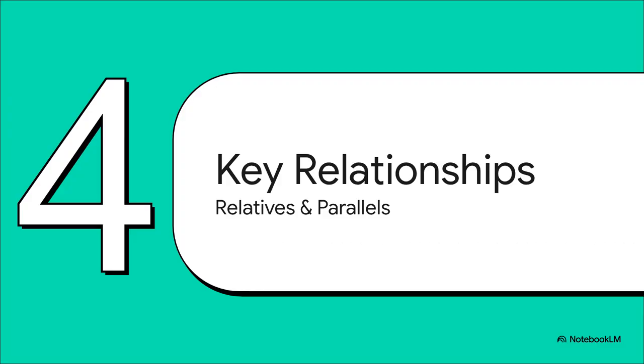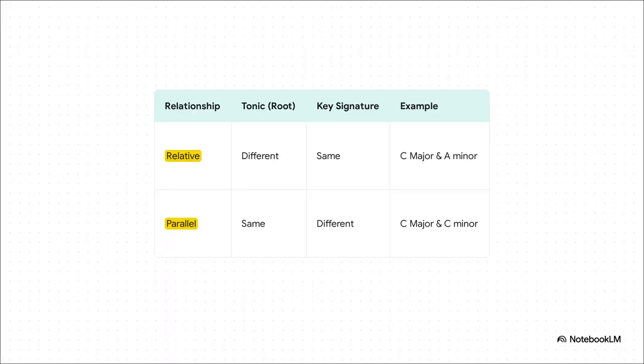Okay, so we have our 3 scales. Now, before we go any further, let's do a quick sidebar on 2 words you'll hear all the time when people talk about keys: relative and parallel. They sound similar, but they mean very different things. It's actually pretty simple when you see it laid out.